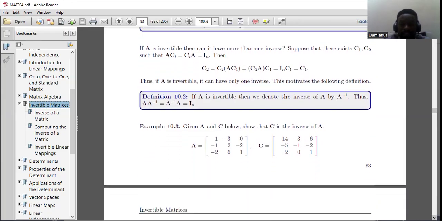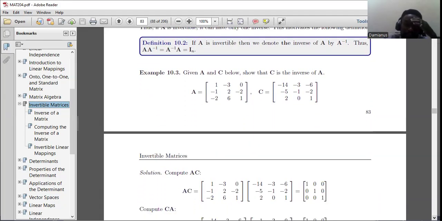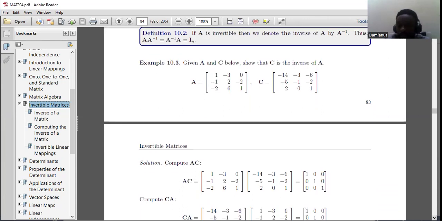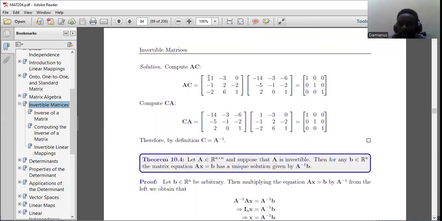Given A and C below, to show that these two matrices are inverses of each other, you just multiply them, using the usual matrix multiplication. You know how to multiply matrices, you just multiply A times C. In case some of you have forgotten, let me remind you how it's done. For the first matrix, you go that way, and for the second matrix, you go that way.